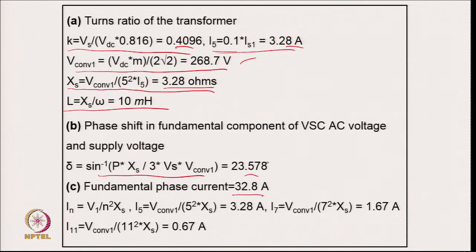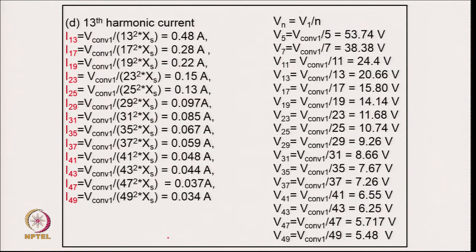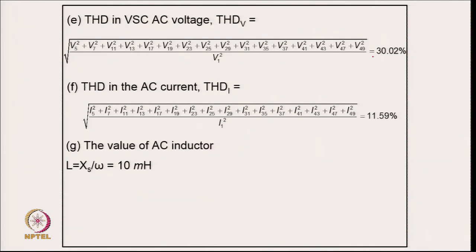And the fundamental current we already calculated, and the harmonic current will be V1 upon n square A x s. So, we can find the fifth harmonic 3 point, then the seventh harmonic and 11th harmonic, and then we can have all the harmonic currents here and harmonic voltages, from which we can get the TAD in the voltage of around 30% and the current TAD will be of the order of 11.59%, and an interfacing inductance of 10 millihenry.